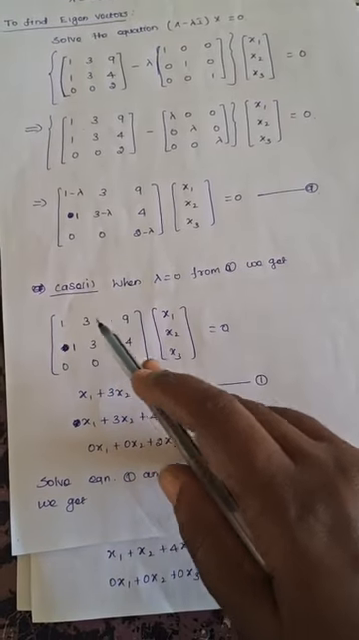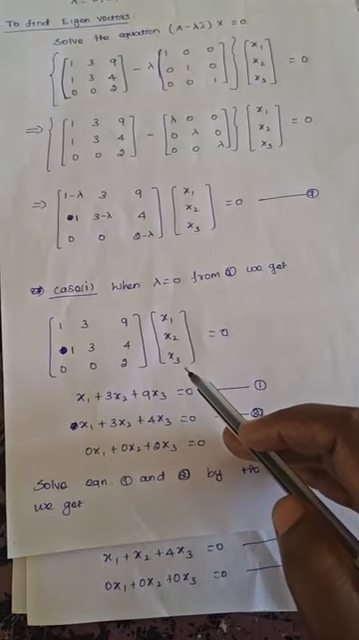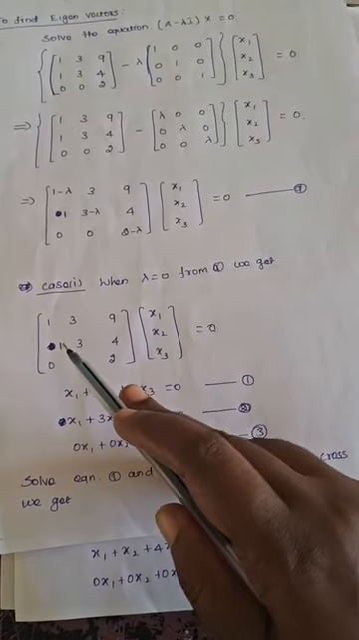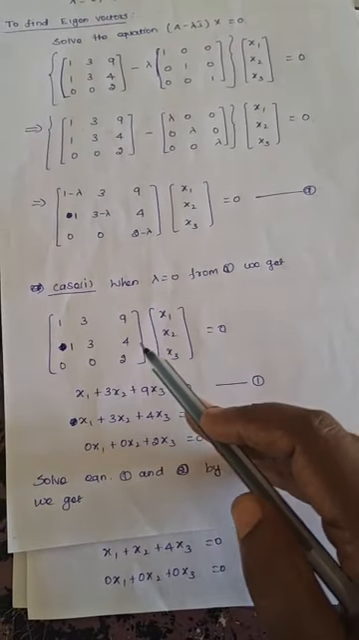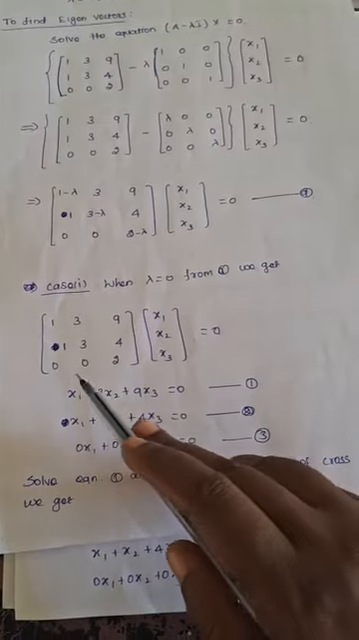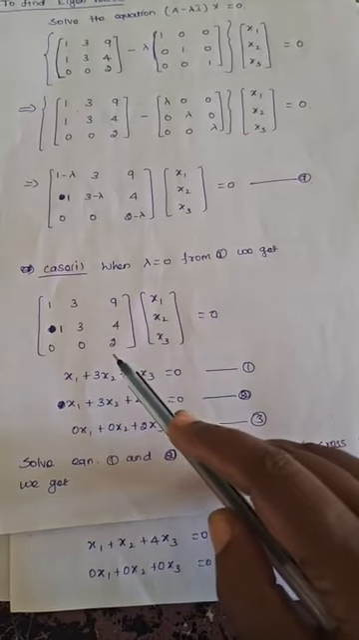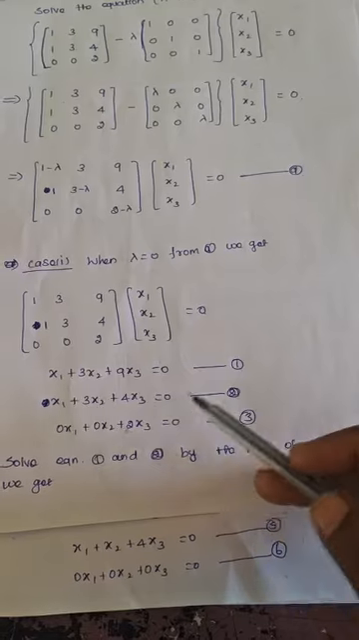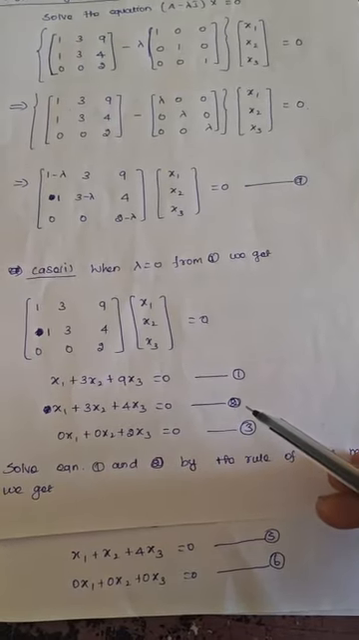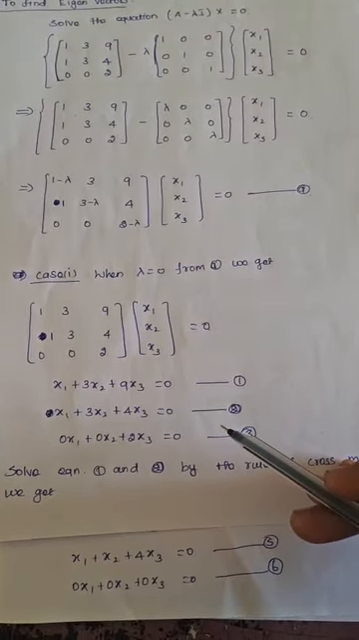Then we can write the equations. First equation: 1 into x1 plus 3 into x2 plus 9 into x3 equal to 0. Next equation: 1 into x1 plus 3x2 plus 4x3 equal to 0. The last one: 0 into x1 plus 0 into x2 plus 2x3 equal to 0. Then we solve equations 1 and 2 by the cross multiplication method.